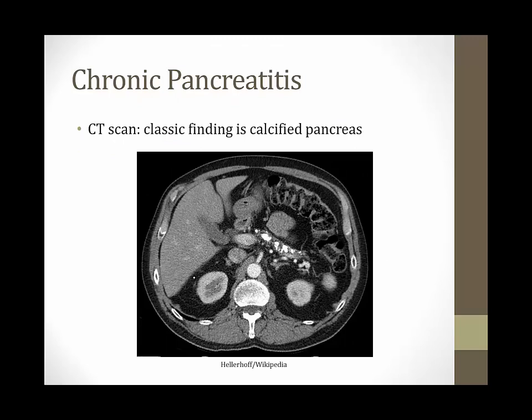There is a classic CAT scan finding of chronic pancreatitis, which is calcification in the pancreas. I'm circling the pancreas with my pen. You can see white spots in the pancreas. That's from calcium deposition. This is an abdominal CAT scan. You can always find the pancreas just anterior to the aorta here, which is always right in front of the vertebral body. And when it's filled with calcium like this, that is a finding of chronic pancreatitis.